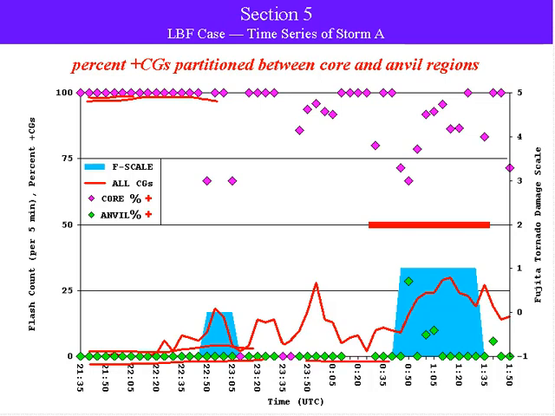There are only a couple of times, I take that back, there are three 5-minute periods here when the positive flash count drops below 50, but for the vast majority of the time shown here, we have a high positive flash count, higher in fact than 75 for most of the time.